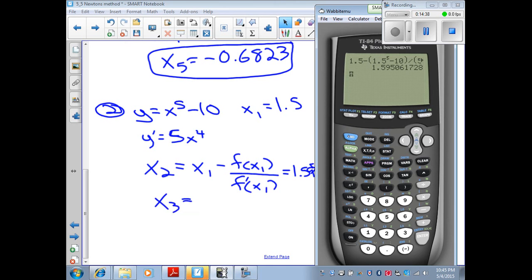So use that answer minus f, which was just x to the 5th minus 10, so answer to the power of 5 minus 10 divided by 5 times answer to the power of 4. 1.585.